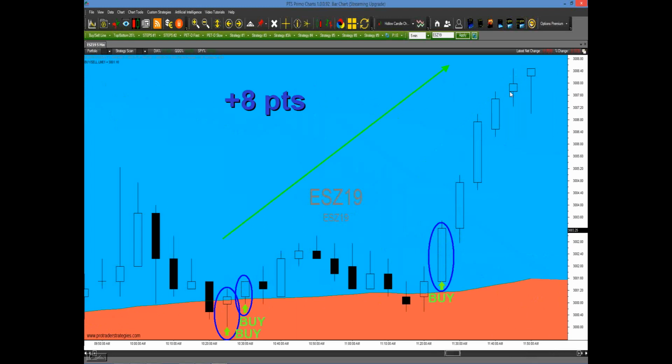So you see, it's not just stocks, it's not just daily bars, it could be weekly, it could be intraday E-mini futures, or it could be currency pairs. It makes absolutely no difference. This pattern reoccurs over and over and over again.